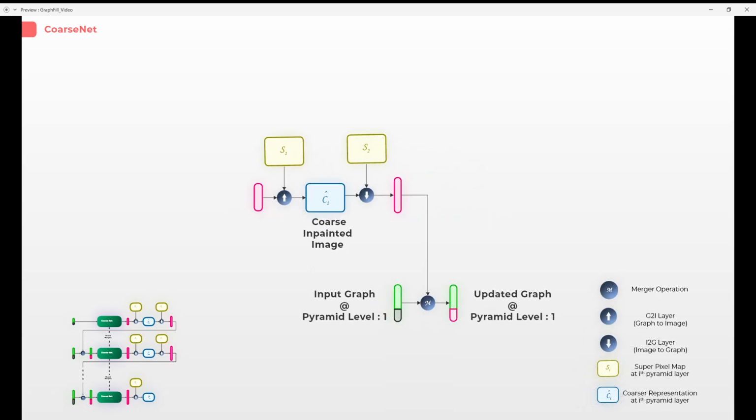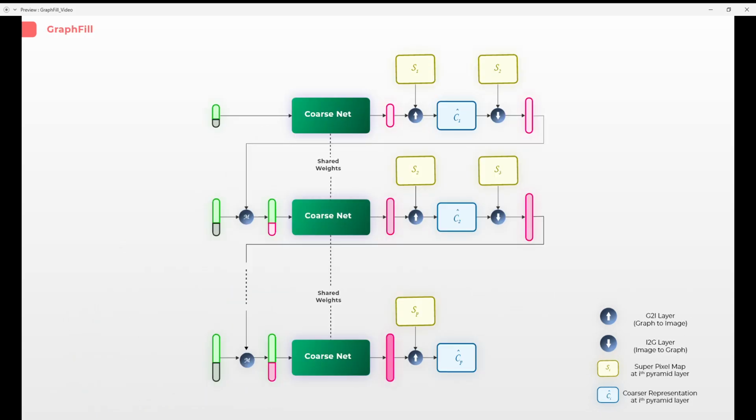The coarse inpainted image serves to update graph nodes in the next pyramid level. This is accomplished through an image-to-graph layer, followed by a merger operation. The graph filling process iterates through all pyramid levels until completion. The output at the last pyramid level represents the final coarse inpainted output of the GraphFill network.